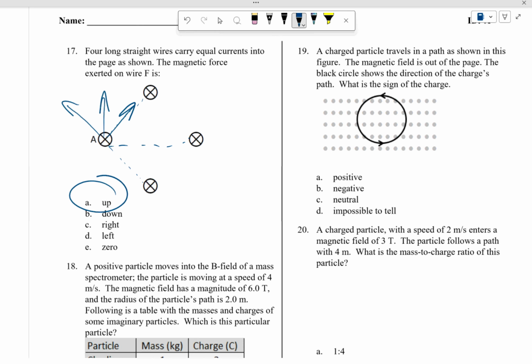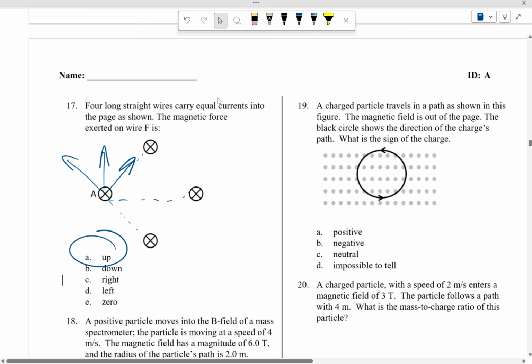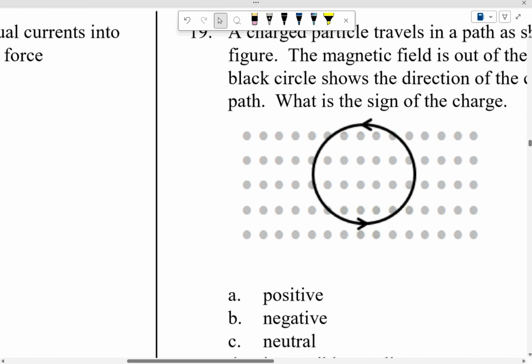And which one? 19. Okay, so this is from a mass spectrometer. I want to know the sign of this charge. It's a mass spectrometer because the particle's traveling in a circular path. Just pick a point on the path. It doesn't really matter where. I'll pick a point right here.